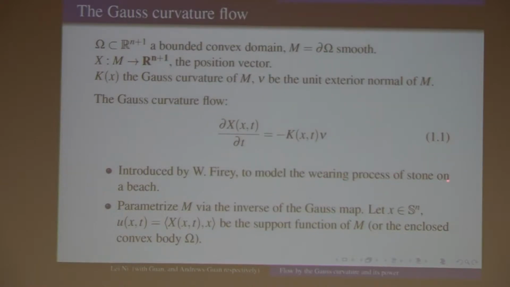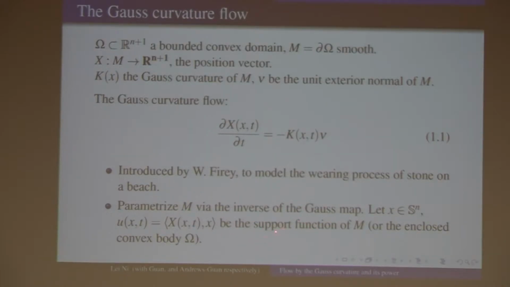He observed that this flow can be used to model the wearing process of stones on a beach. You can think about it, it's a natural model, because when the wave carries the stone to hit the bank, the sharp sides get hit more. Assuming the normal is evenly distributed, there's more normal there, so there's more probability to get hit. So that's the motivation of the flow.